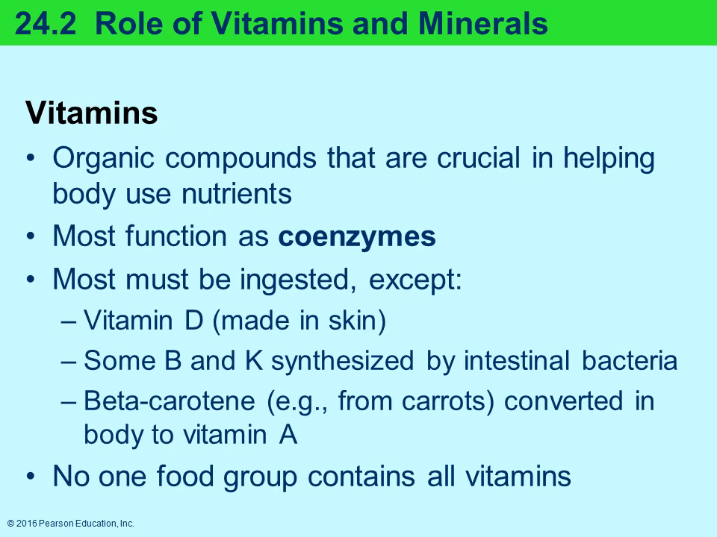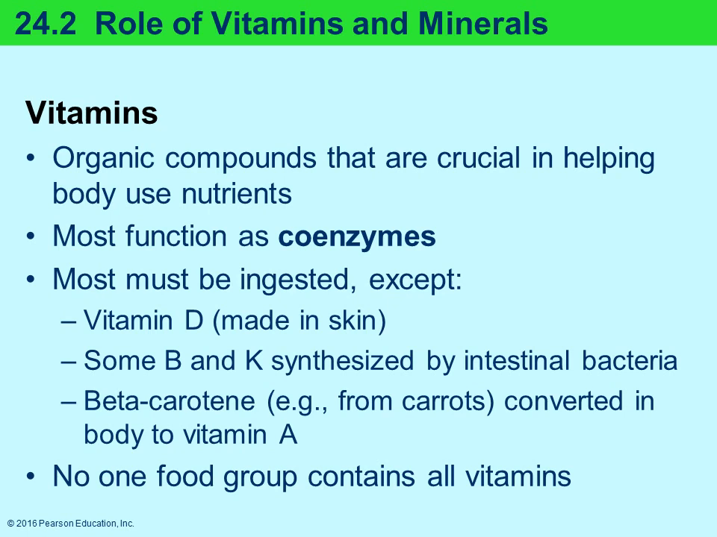In terms of vitamins and minerals, these are the micronutrients. Vitamins are organic compounds that are necessary. Most function as coenzymes, meaning they have to assist the enzyme in order to get the reaction to occur. Most of them have to be ingested. However, there are some exceptions to that. Vitamin D, which is made in the skin. Some of your B vitamins and vitamin K, which are made by bacteria that are in your intestines.